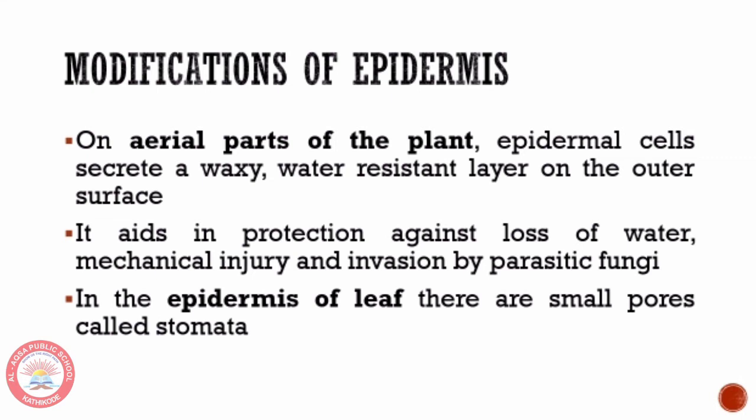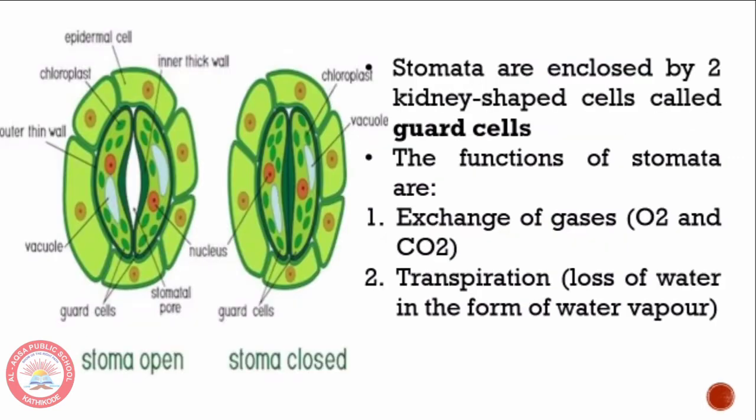In the epidermis of the leaf, there are small pores called stomata here and there. Look at the structure of stomata. They are enclosed by two kidney-shaped cells which are called guard cells. Now, what are the functions of stomata? The first one is the exchange of gases with the atmosphere. Exchange of gases like oxygen and carbon dioxide.